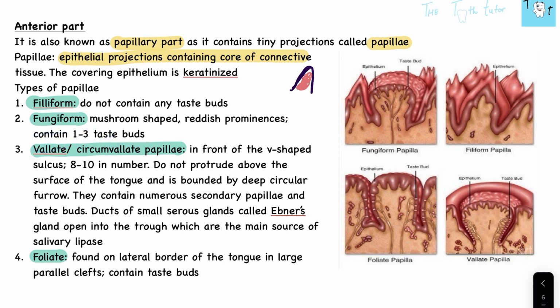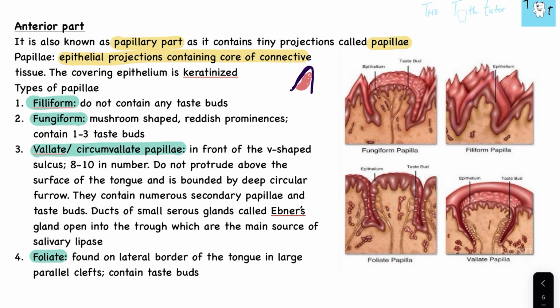If you see over here, this is the fungiform papilla. It is roundish in shape, and it contains these taste buds. If you zoom in, you will see this labeled as taste buds, and it has like 3 taste buds. And if you look at this one, it is the filiform papilla, so it has no taste buds, and it is kind of cone-like in shape.